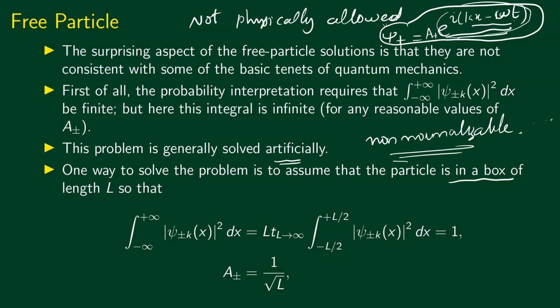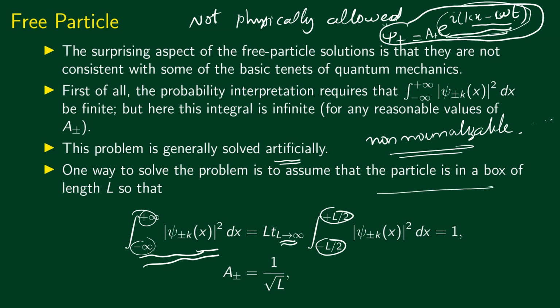Imagining that the particle is in a box of length L is called box normalization. Let's see how it works. We say the integral from minus infinity to plus infinity of modulus psi squared dx is equal to, in the limit L tends to infinity, an integral over the length of the box. We take the center as 0, so we integrate from minus L by 2 up to plus L by 2.